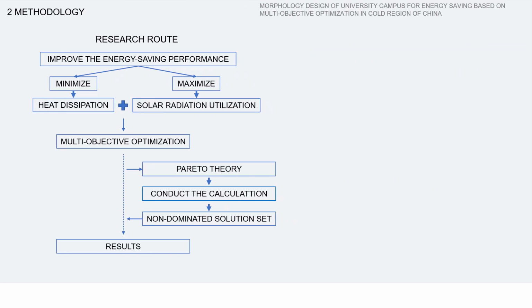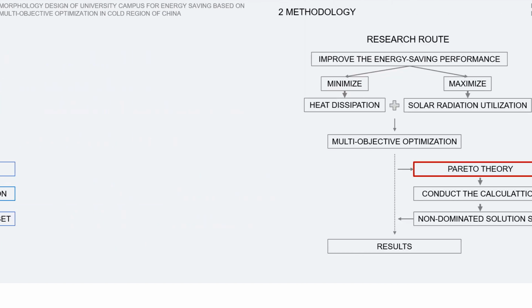In order to improve the energy saving performance of buildings in winter, it is necessary to minimize the heat dissipation and maximize the passive utilization of solar radiation, which forms a problem of multi-objective optimization.